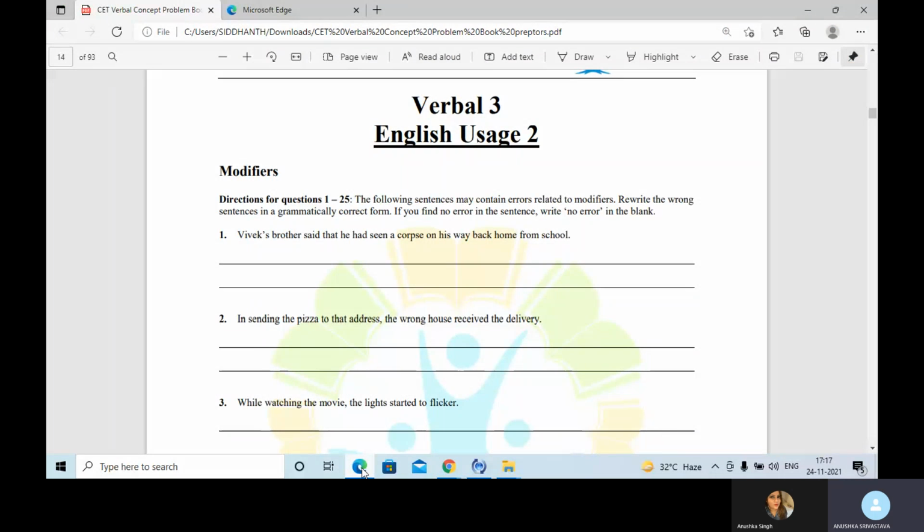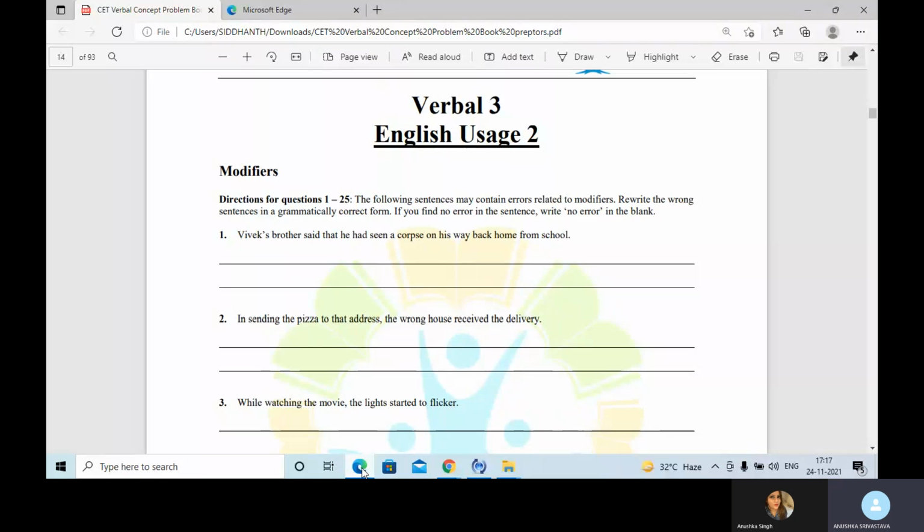Hi everybody. Today we're going to learn about English usage 2. This is your third chapter of your concept book. We're going to learn two topics. The first being modifiers and the next is parallel construction.